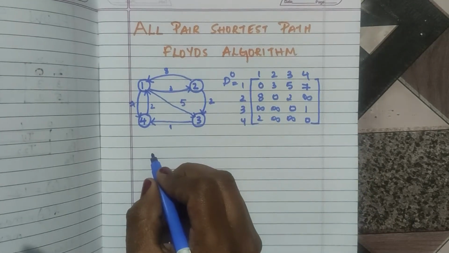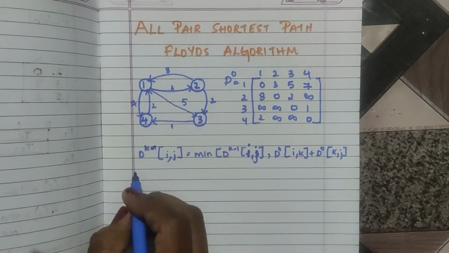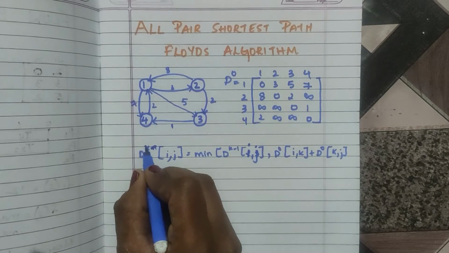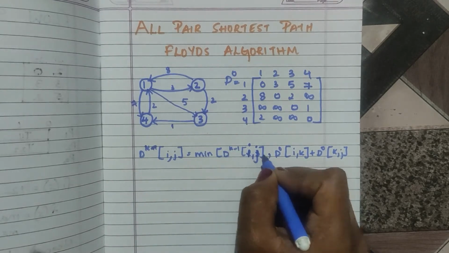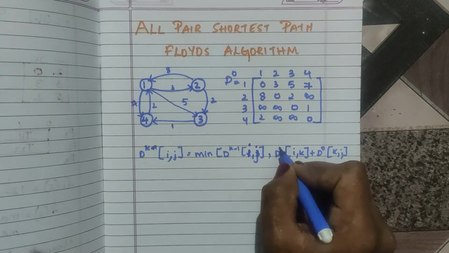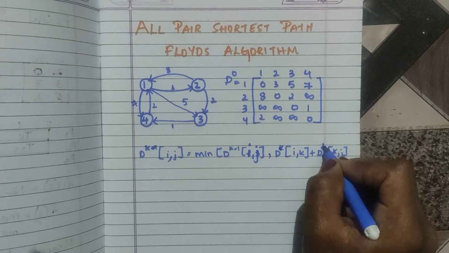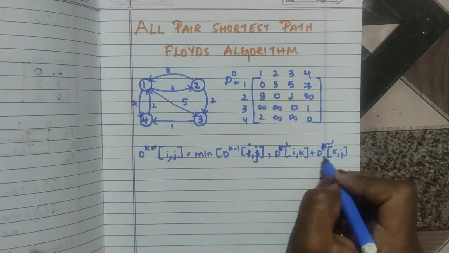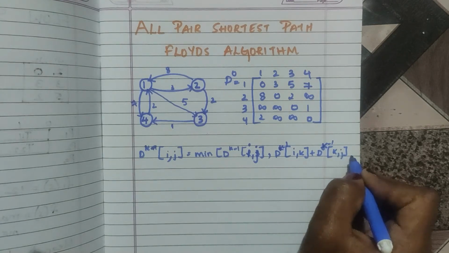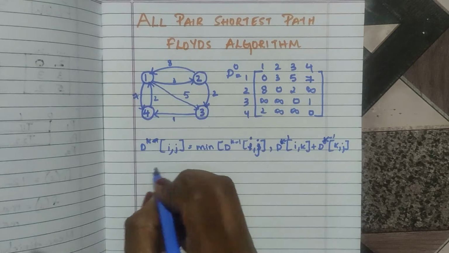So I'll just explain the formula and then directly we will solve the problem. Now this is the formula. d of k, i comma j is equal to min of d of k minus 1, i comma j, comma d of k minus 1, i comma k plus d of k minus 1, k comma j. So now we will start to solve this Floyd's algorithm.